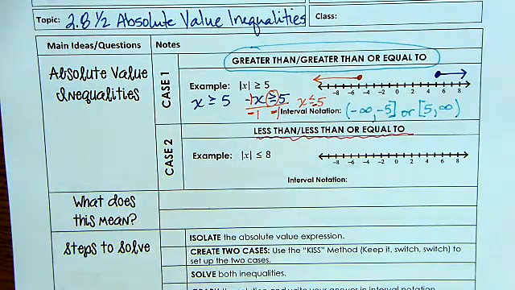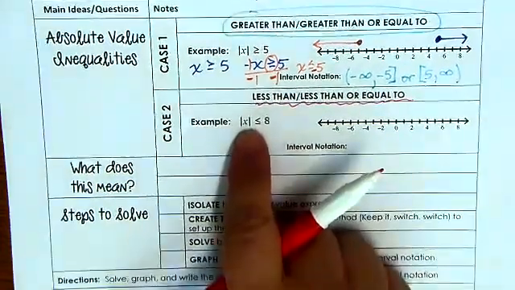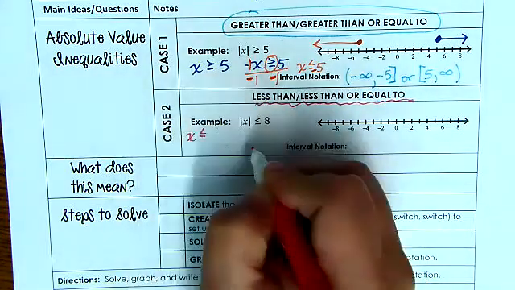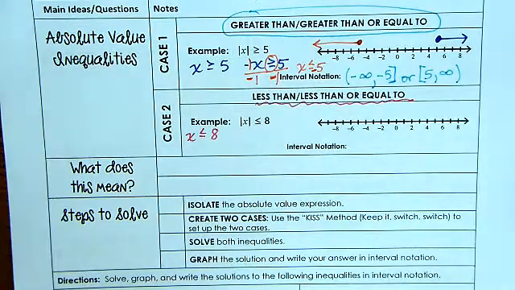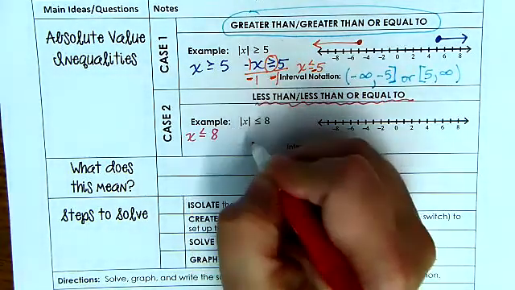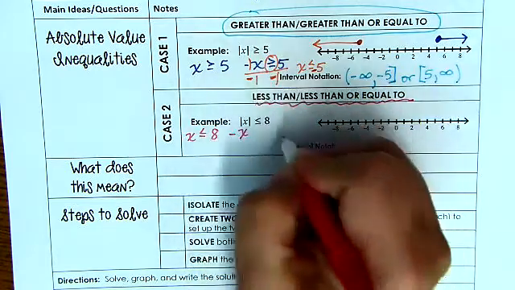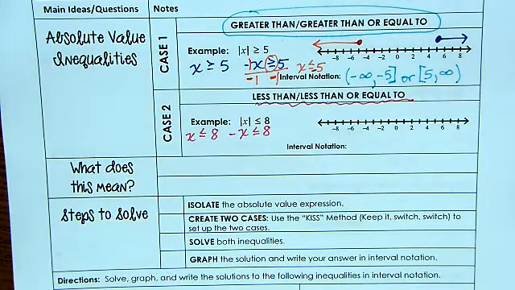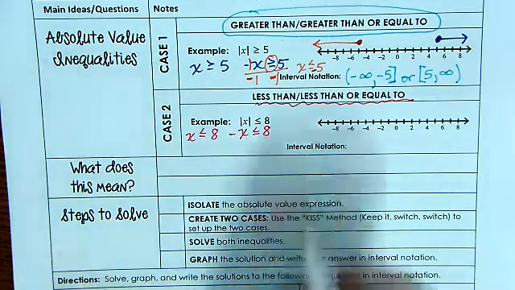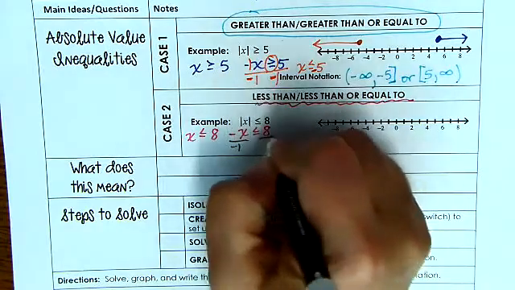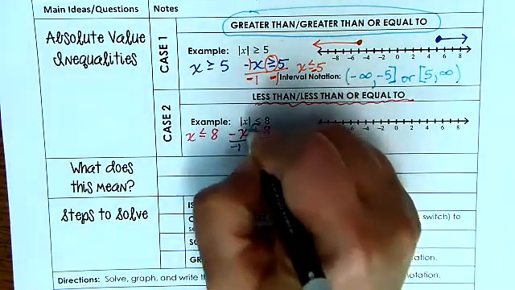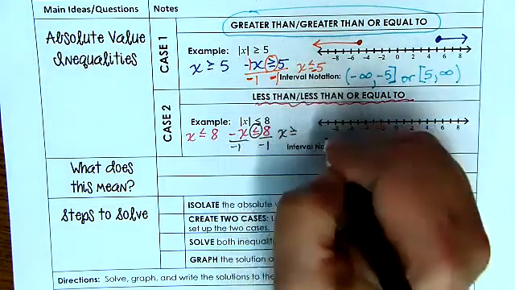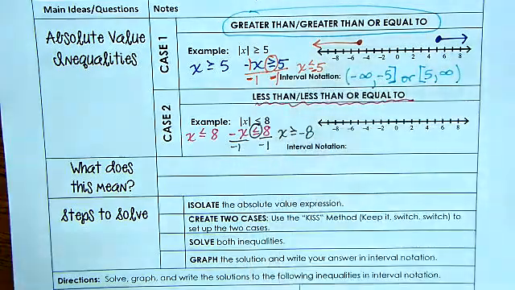All right, now we look at when it's less than or equal to. Okay, so again, remember that this value inside of here can be positive or negative. So I'm going to have x is less than or equal to 8. There's the positive scenario. Then we have the negative scenario, which is negative x is less than or equal to 8. Well, can't have a negative x. So I divide by -1 again to both sides. And remember, we got to flip the inequality symbol. So it becomes x is greater than or equal to -8.